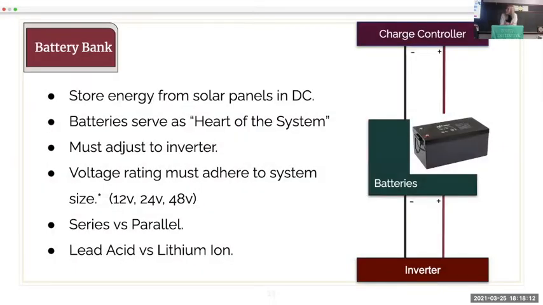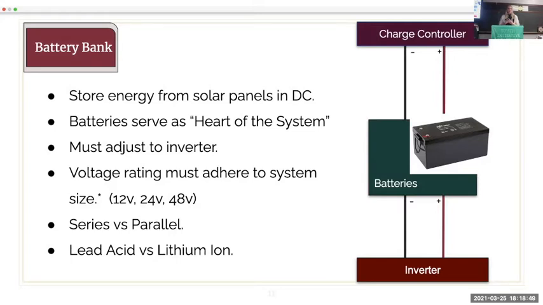Okay, so then we have our battery bank. Batteries are storing the electricity coming off of your panels in DC form, and they're generally considered the heart of the system, because every other aspect of the system is either drawing or taking from the batteries. Similarly, if the system has a nominal voltage that you've decided you want your system to be sized to, there's a couple ways to make your batteries equal that.